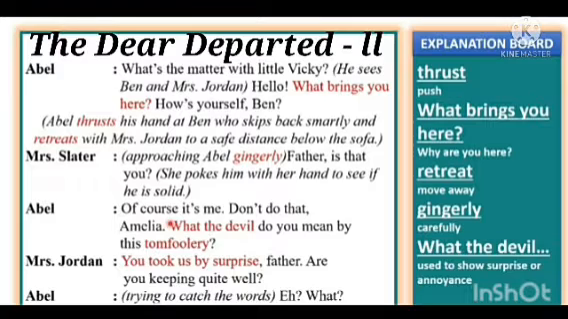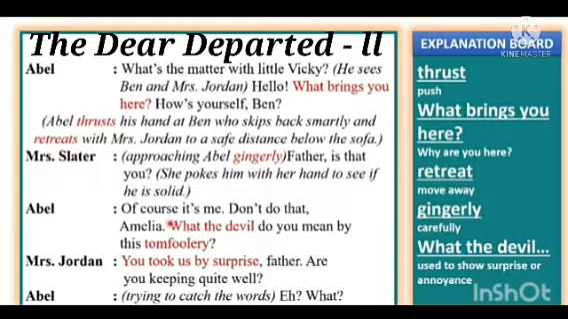Now we come to the third paragraph. Here Abel says that, of course it's me. Don't do that, Amelia. What the devil do you mean by this tomfoolery? So here Abel says that, what's happened to you, Amelia? So it's me, your father.